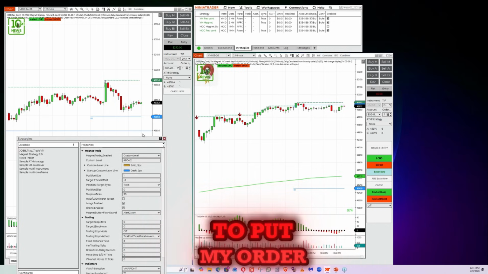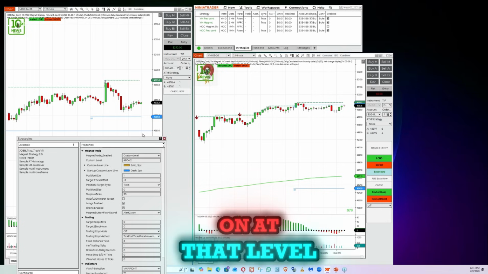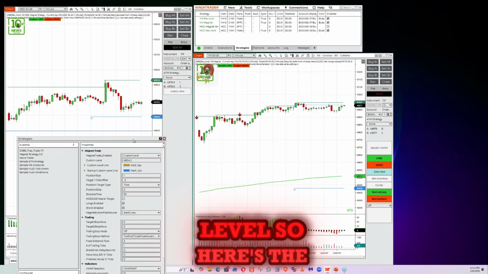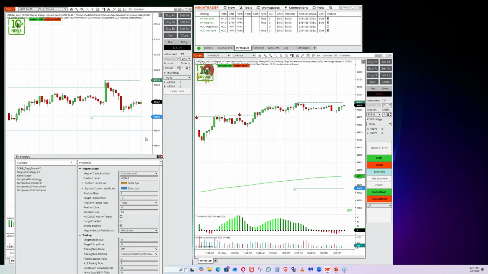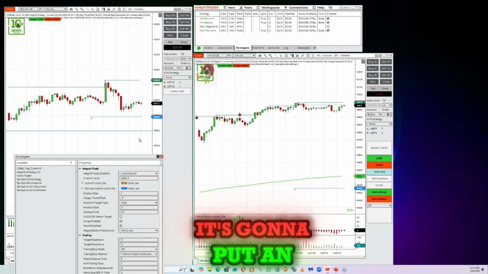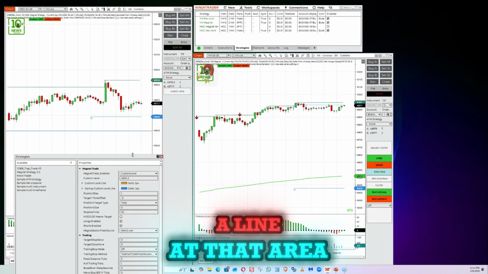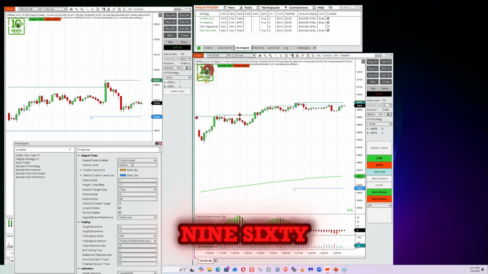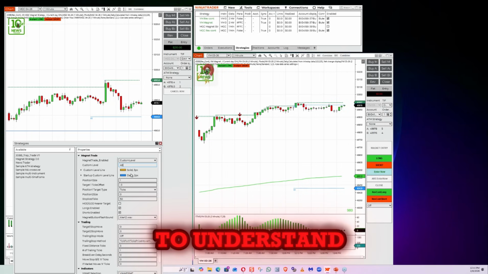Or maybe I want to put my order on at that level or near that level and exit at that level. So here's the thing to think about. The number that I type into custom, it's going to put an order, it's going to put a line at that area. So watch what happens. 49.60.